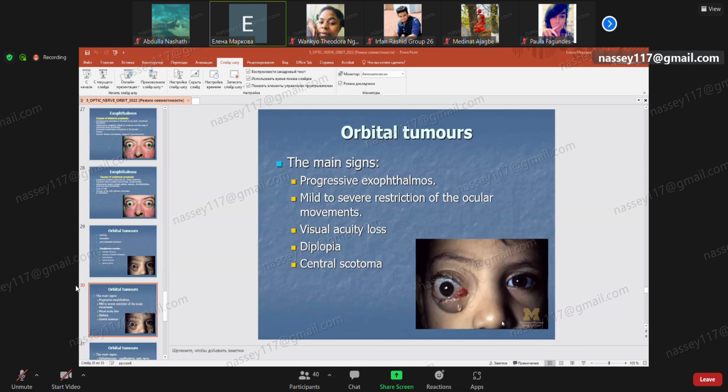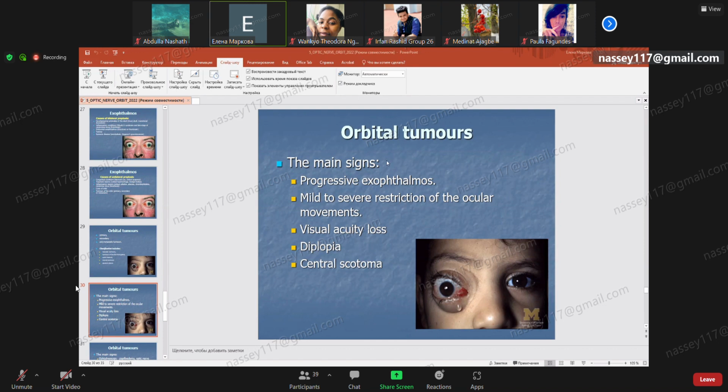It's dislocation of the eye globe outward, and it is progressive, which is a very important moment. The degree of exophthalmos depends on the localization and size of the tumors. There is mild to severe restriction of the ocular movements. Frequently it is associated with visual acuity loss, diplopia, and central scotoma.